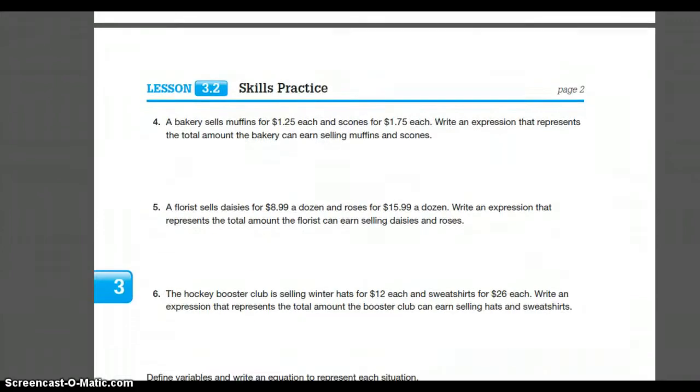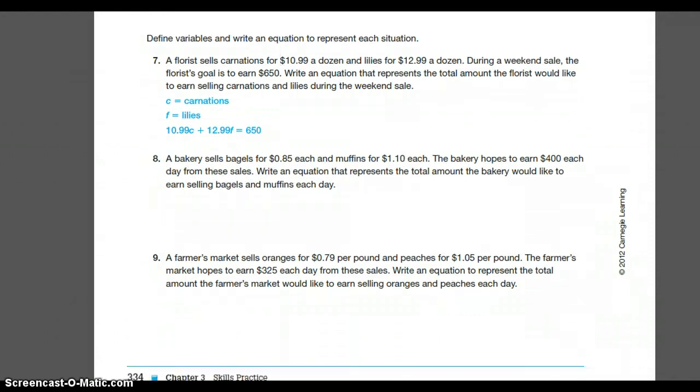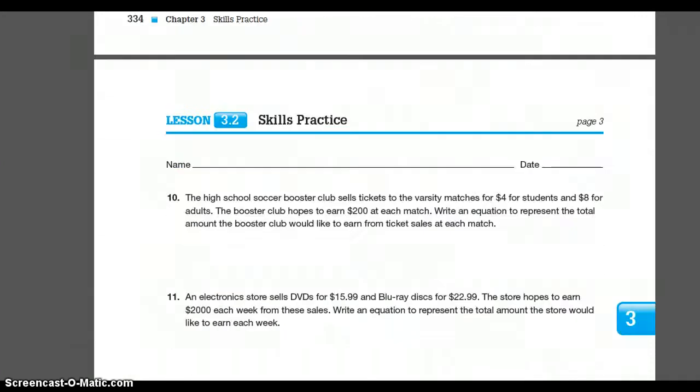You're going to do the evens. Then here, you're going to do it one step further. They tell you how much the flowers are in lilies, and then they want to reach a certain dollar amount. So this time, you have to have it equal to the dollar amount, and that you stop right there. So identify each variable and set up the equation, and you're done. And again, you're going to do the evens on that.